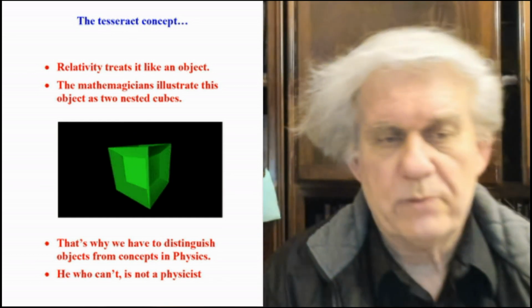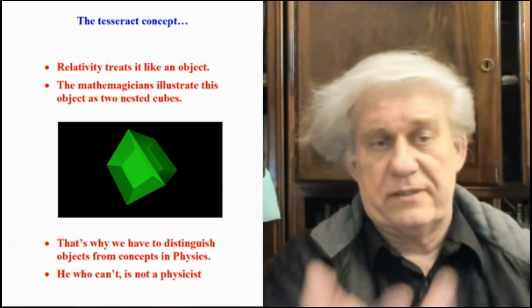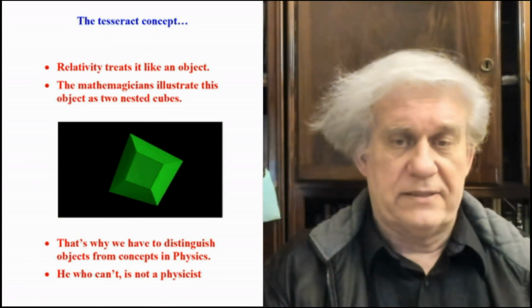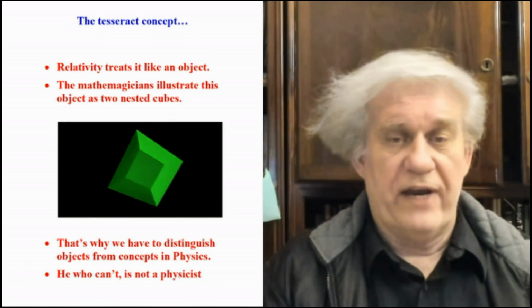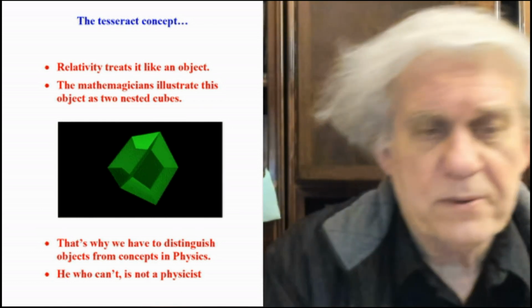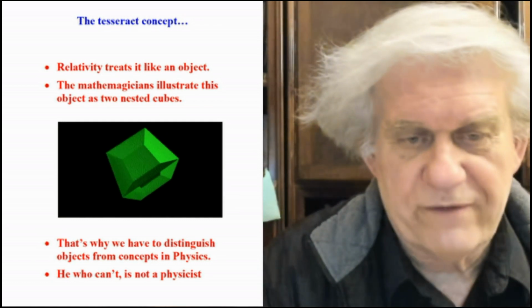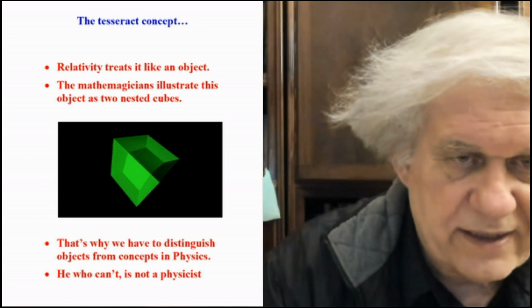That's why we have to distinguish objects from concepts in physics. We have to know the difference between an object and a concept, because here you have one guy who says the Tesseract is a concept, the other guy says, no, it's an object. So who's right? Well, the only way we're going to find out is defining the word object and the word concept. He who cannot know the difference between an object and a concept is not a physicist. He's a religionist, a mathematical physicist or a spiritualist or whatever you want to call them. They're not physicists. They're not even scientists.